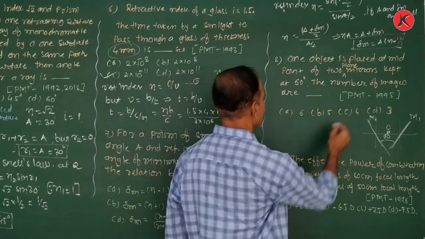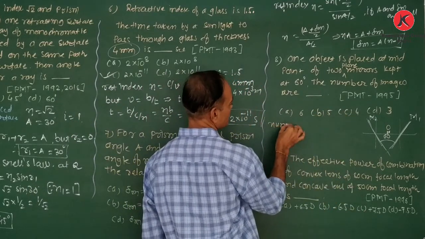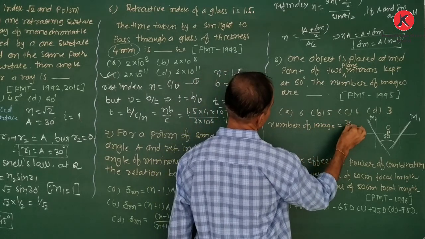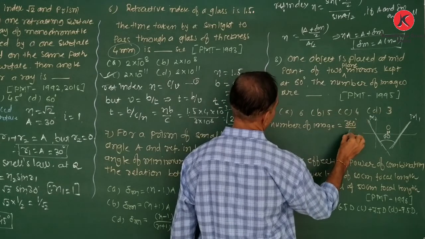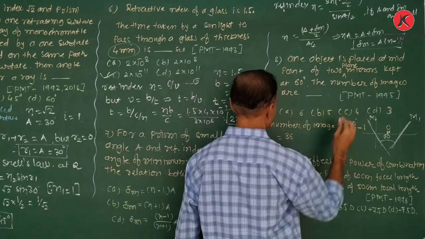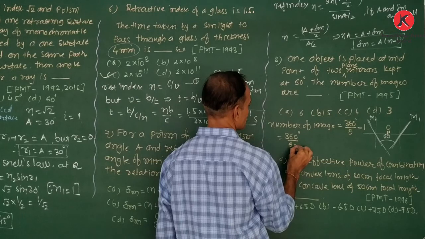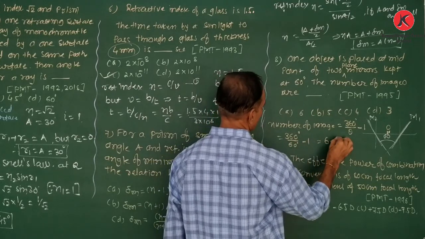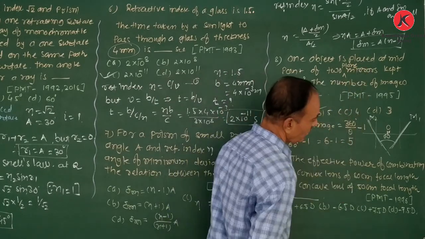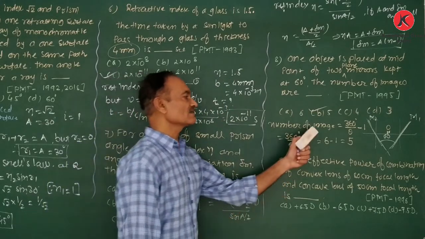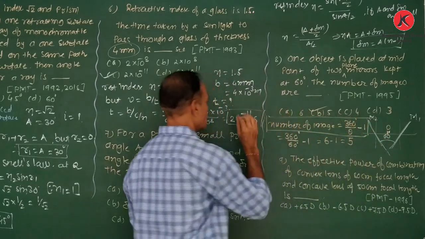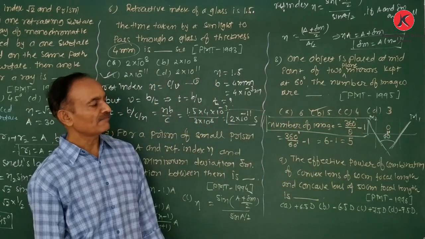For that purpose, keep in mind this equation: number of images is equal to 360 divided by angle theta, minus 1. Here theta is given as 60, therefore 360 by 60 minus 1. Therefore 6 minus 1, 5 images are obtained. So keep in mind this equation for how many images are obtained: 360 by theta minus 1.